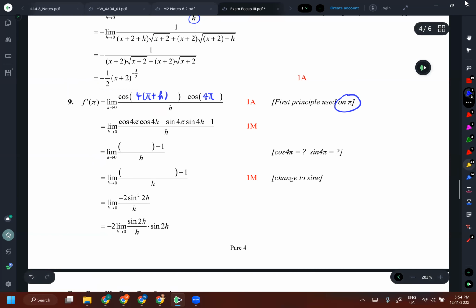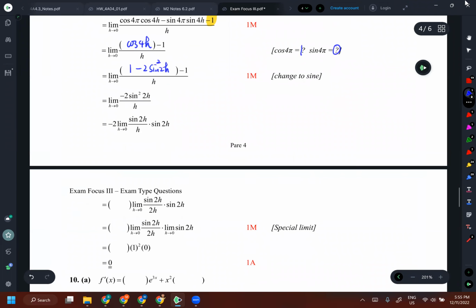Now cosine 4 pi is equal to 1. That's how you get -1. Okay. And then this identity is used. You can see it's cos A plus B. It's cos A cos B minus sin A sin B. It's the compound angle formula, not the sum to product formula. Anyway, it's useful. As cosine 4 pi equals 1 and sine 4 pi equals 0, I will have cosine 4 pi minus 1 divided by h. And then I'll use the double angle formula. I use the correct double angle formula, 1 minus 2 sine squared 2h. The correct one. And then I'll get this, right?